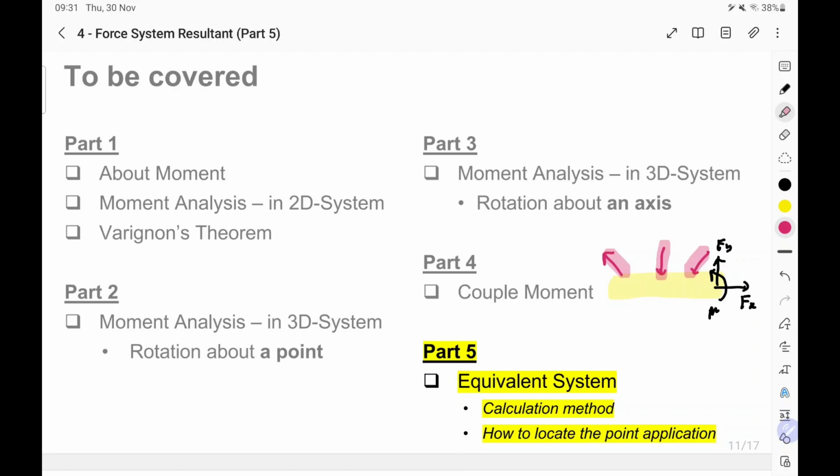Tapi the final part of the equivalent system ni is related to how you can locate the point of application. So kita nak tahu this resultant force in the x direction, in the y direction, dengan resultant moment ni, where is the point of application? Dekat tengah sini ke, hujung sini ke, tengah sini ke, atau hujung sini? So how do we determine the point of the resultant forces?